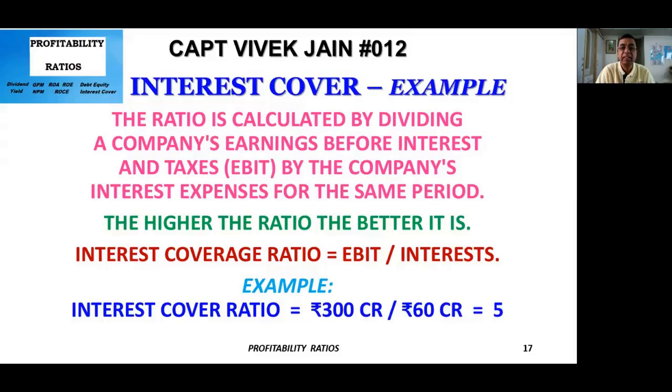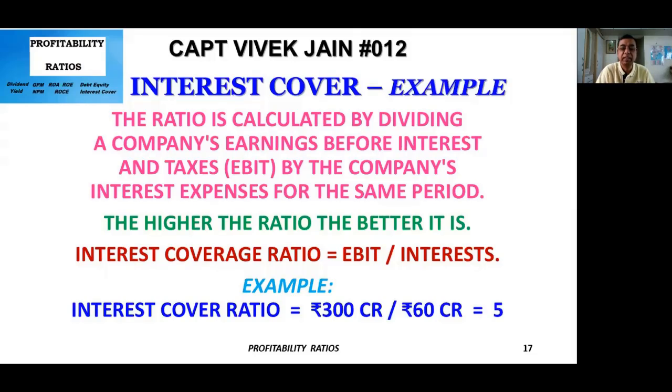The example of interest cover we are giving here, this ratio is calculated by dividing a company's earnings before interest and taxes, as it is called EBIT, more or less gross earnings, you can say, by the company's interest expenses for the same period. The higher the ratio, the better it is. Interest coverage ratio, I'm repeating, is equal to EBIT divided by interest.